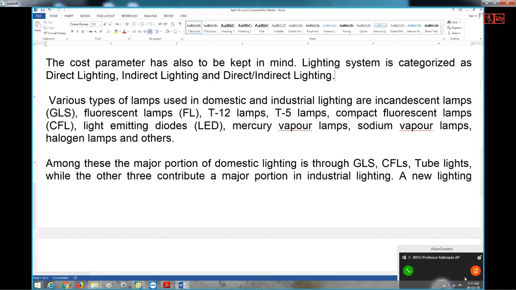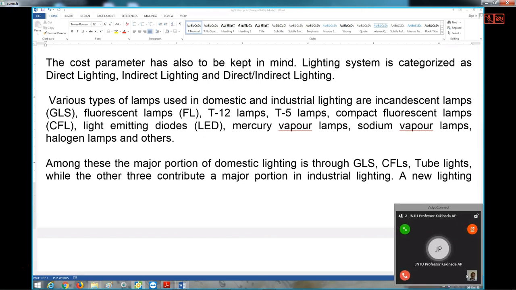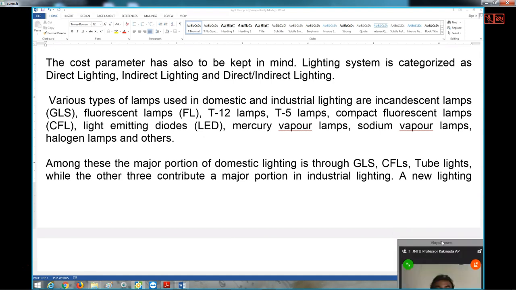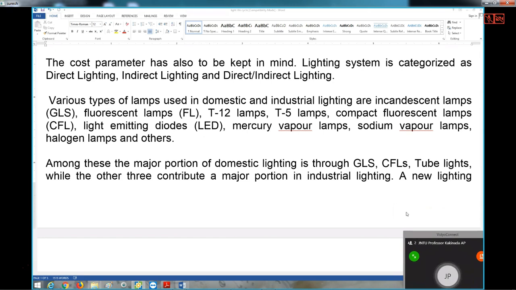Then we have mercury vapor lamps, sodium vapor lamps, halogen lamps, and others. Being an energy auditor, you not only identify the areas where power consumption is high, but you also have to suggest which kind of lamp to use. That is also an important issue. We have to keep ourselves updated on what kind of lamp to suggest where we have visited for auditing, and we have to know that lamp from top to bottom, its positives and negatives. Only then can we suggest that the persons acquire that particular lamp.